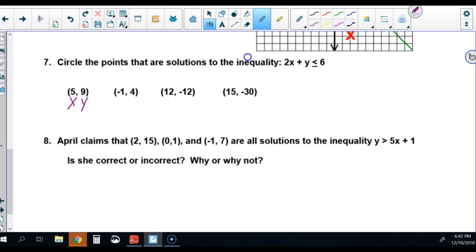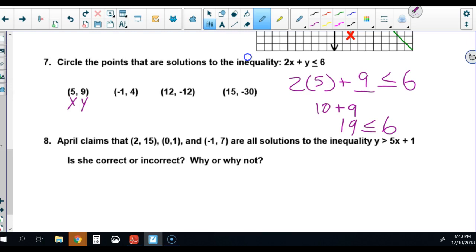My equation says that 2 times x plus y has to be less than or equal to 6. Well, if I plug in a 5 to my x and a 9 for my y, that's 10 plus 9, which is 19. I'm sorry, is that less than or equal to 6? That is not true. 19 is not less than 6. So that's not a solution.